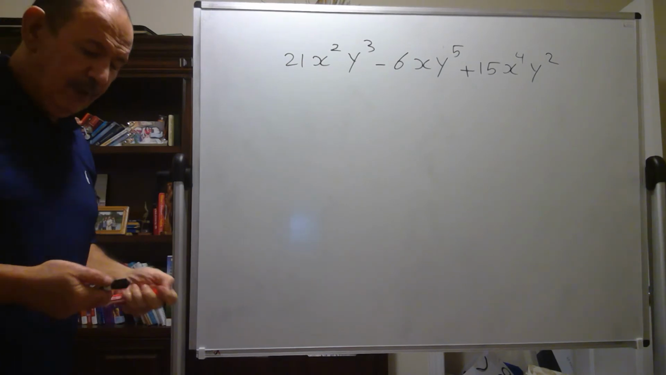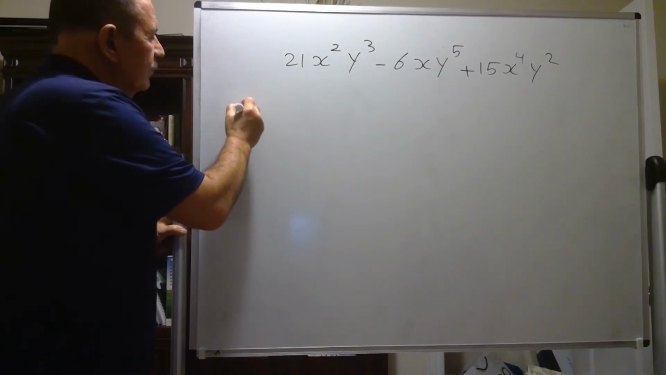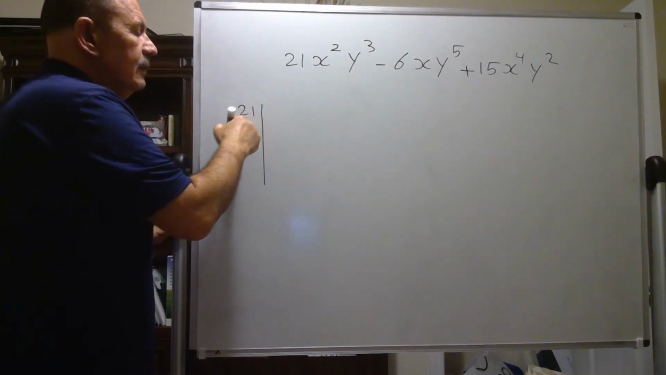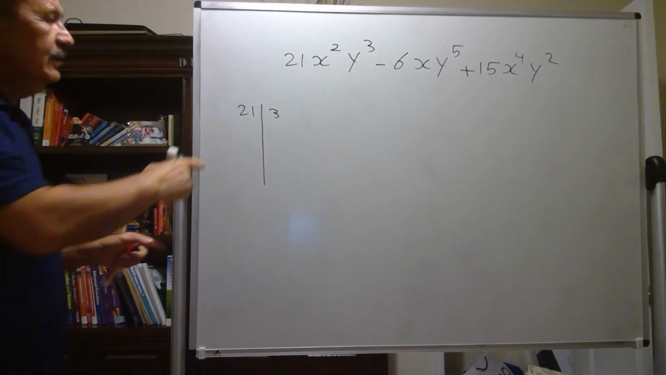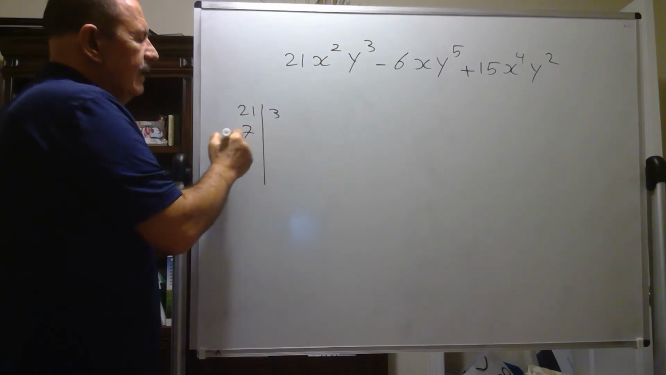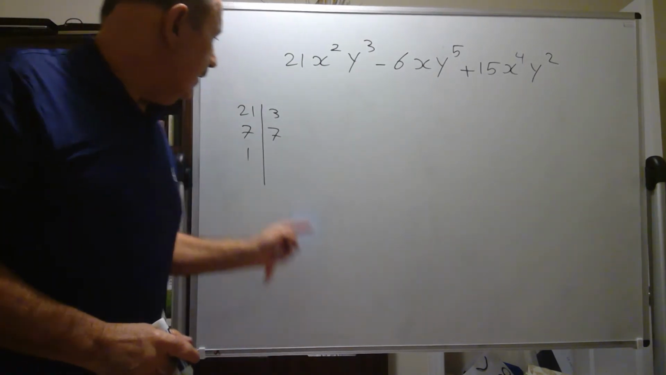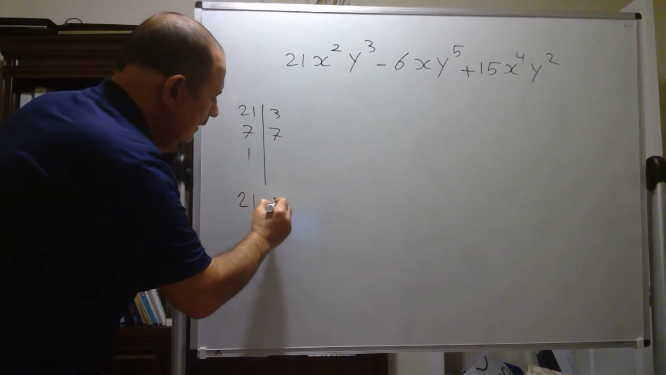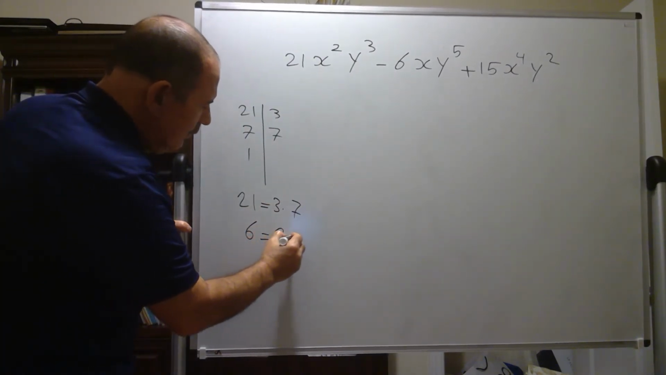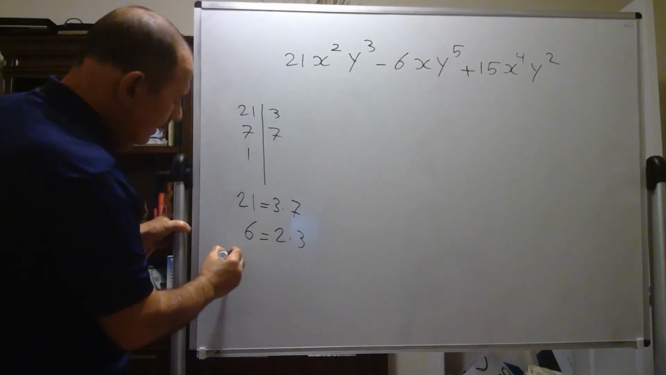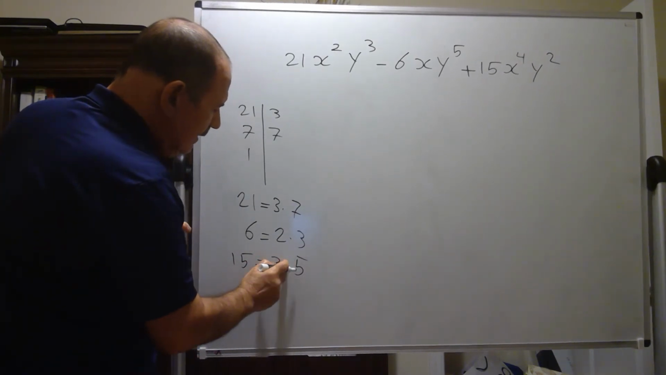If you remember, to find the GCF, we should convert them to prime factors. 21 is not divisible by 2 because it's odd, but it is divisible by 3 because 2 plus 1 is 3. 21 divided by 3 is 7, and 7 is a prime number. So 21 is equal to 3 times 7. What about 6? 6 is 2 times 3. And 15 is 3 times 5.